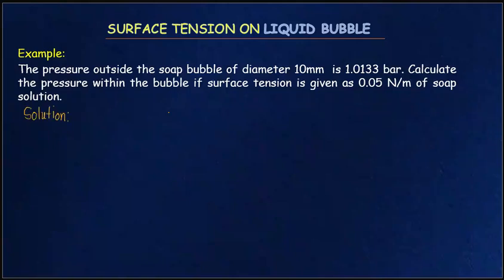First, let me write down the data given to us. So we have got the diameter of bubble. So that is D, we can say. So diameter of bubble is 10 mm. So we need to convert this into SI units. So it will be 10 times 10 raised to minus 3 meters.